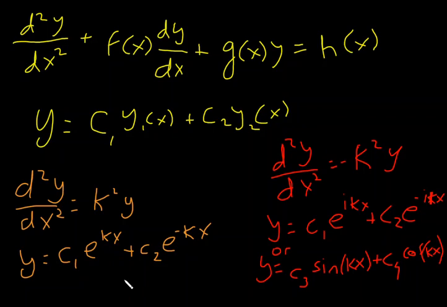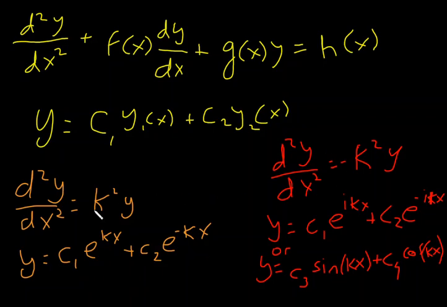These are linearly independent solutions. Again, if we had d squared y by dx squared equals 4y, one of our solutions might be e to the 2x minus 3e to the negative 2x, or 8e to the 2x plus pi e to the negative 2x, right?